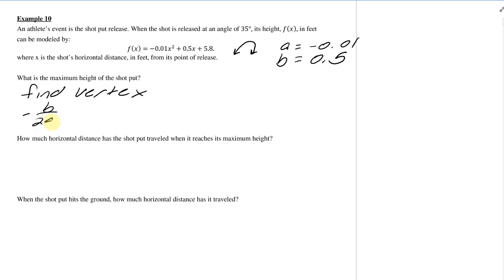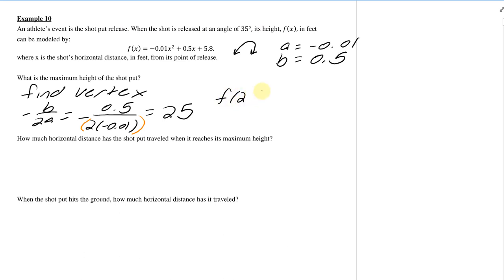If I do this, I can take negative B over 2A. So this is negative 0.5 over 2 times negative 0.1. If I work this out, I get 25. Now, if you didn't get that in your calculator, just a pro tip, make sure that you put parentheses around the denominator when you're plugging that into your calculator. Okay, so now I have to plug 25 into this function, so I'll probably want to use my calculator to help me out with that.